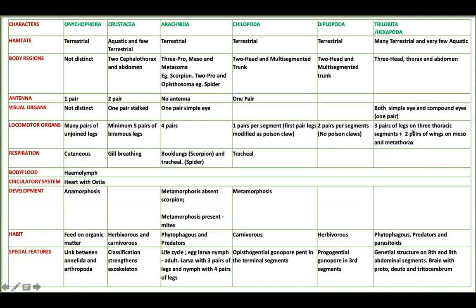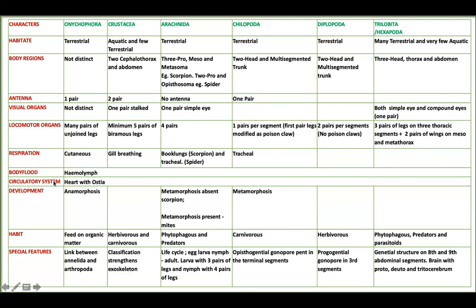The 3 pairs of legs are in different segments, that is in prothorax, mesothorax, and metathorax. And then respiration, Onychophora having tracheal respiration, and then Crustacea having gill breathing. Arachnida respire through book lungs, and in the spider this is trachea, and scorpion book lungs. And Chilopoda there is trachea, and then Diplopoda also trachea, Hexapoda also trachea.